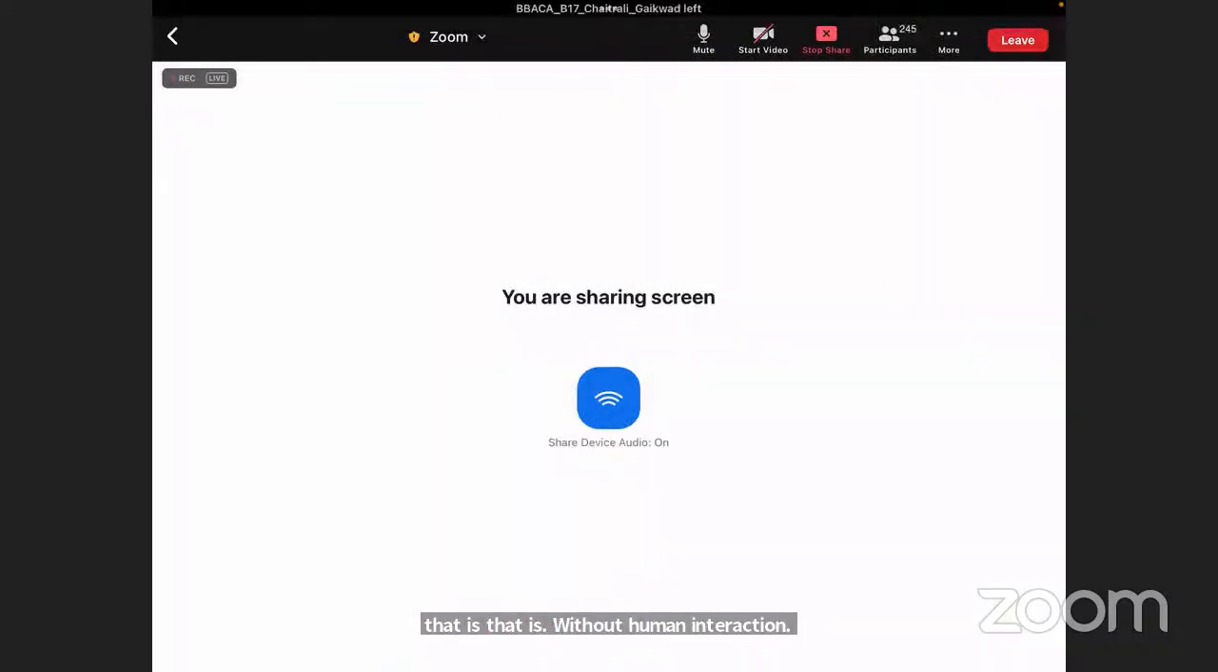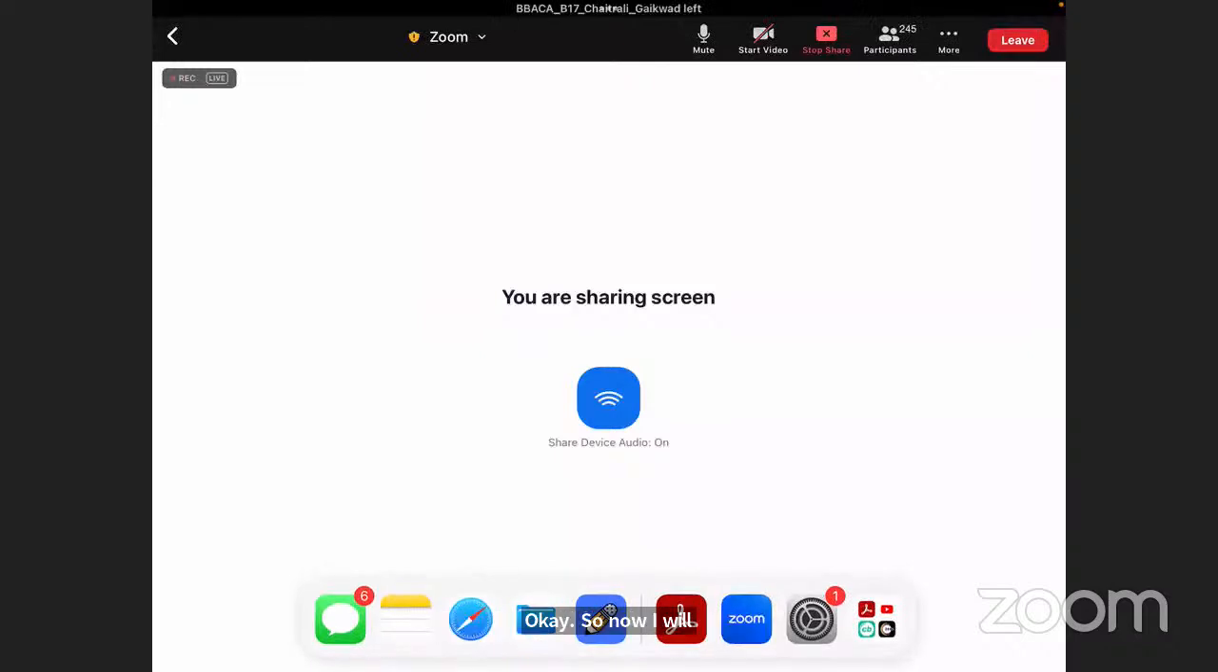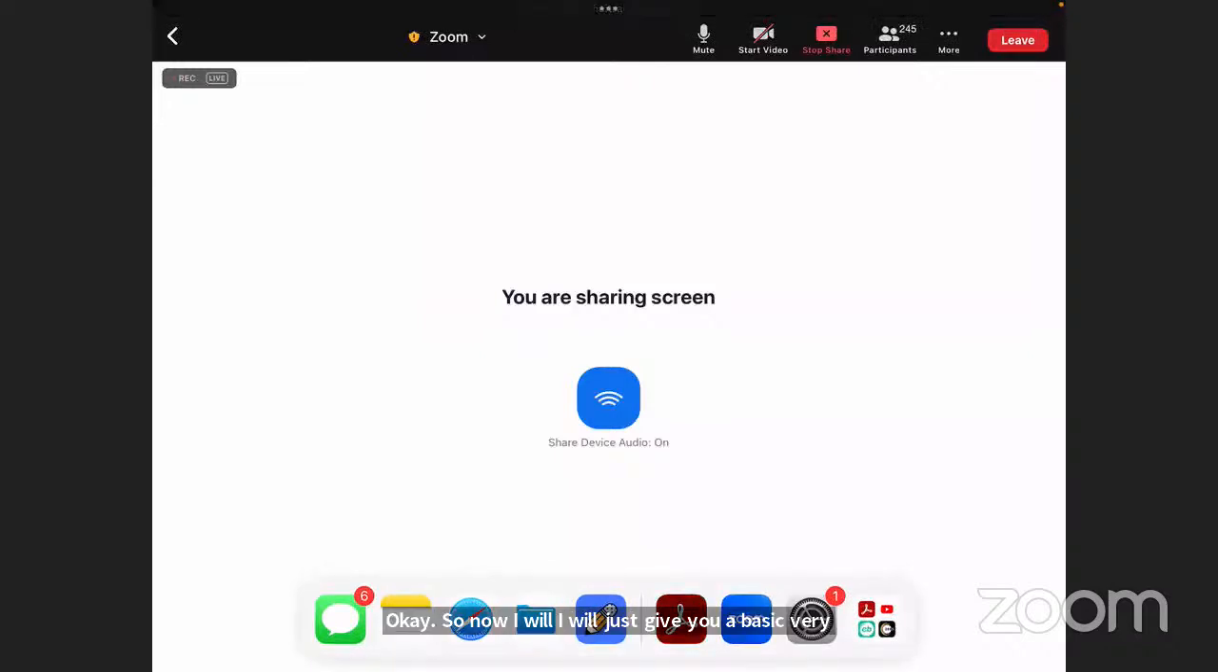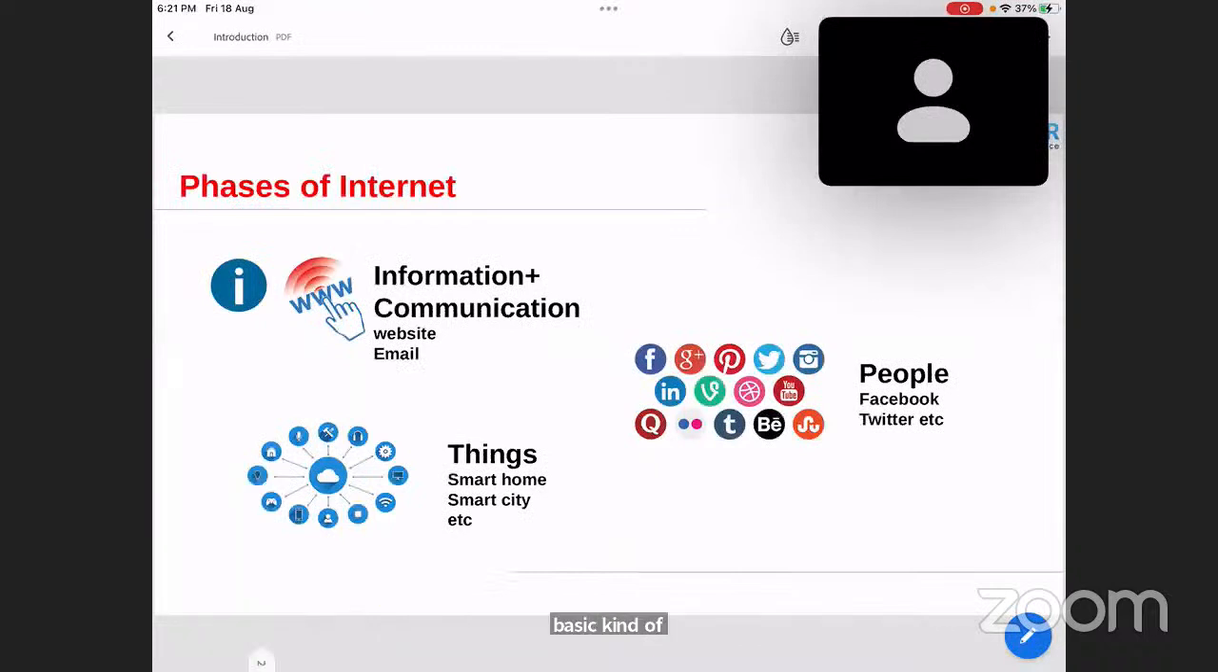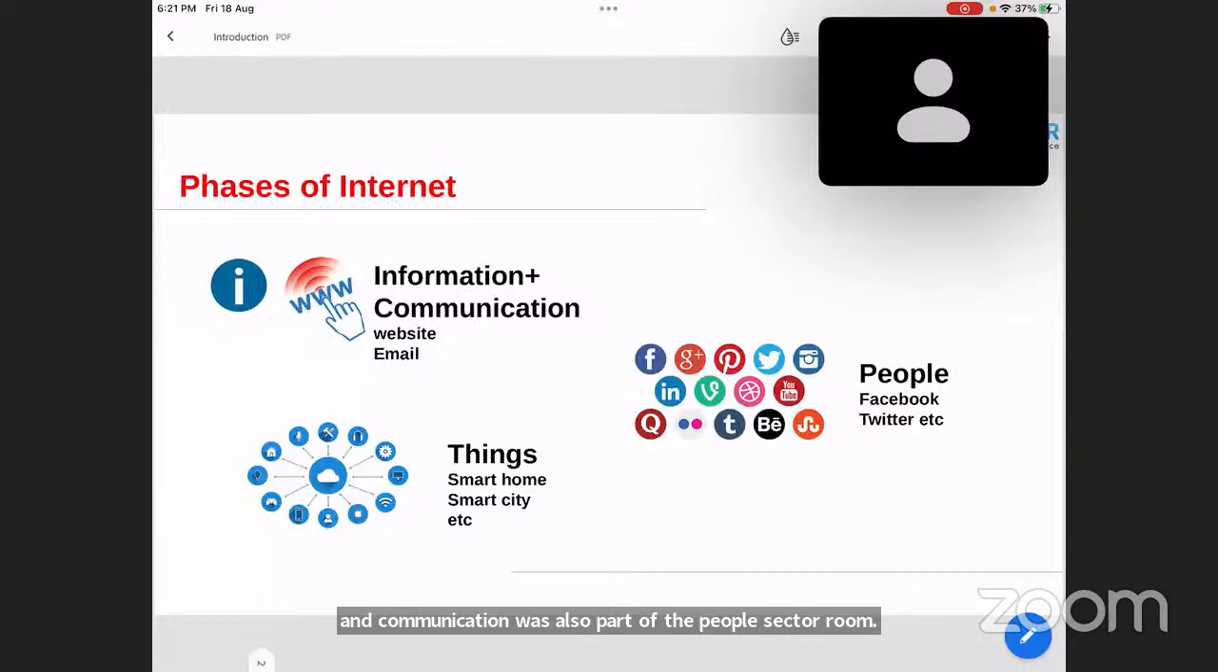Okay. So now I will just give you a very basic kind of understanding of what are things. So till now, the internet was more on information, communication, and people. Now, mostly this information and communication was also part of the people sector only. So it was human who was at the center of internet. Now, with Internet of Things, see, Internet of Things is a coined word around 2010 or 12. I'm just not remembering the exact timeline. Someone coined it in Europe. It was around 2012, I think. Yeah. So it was coined around that time.